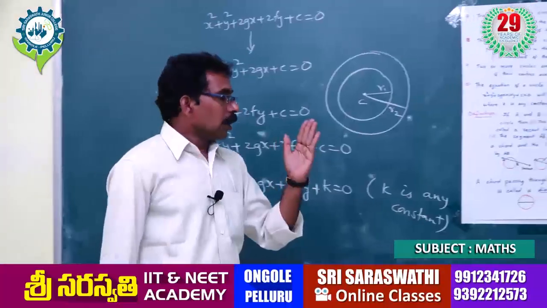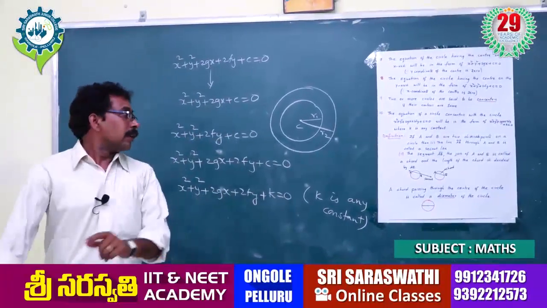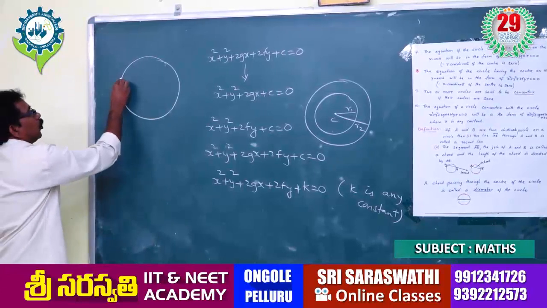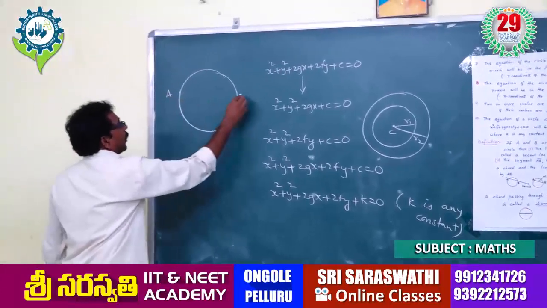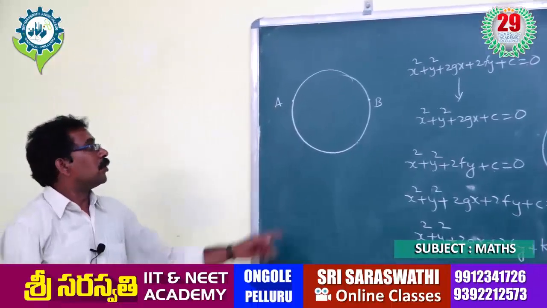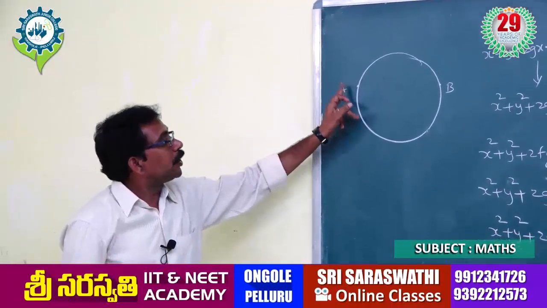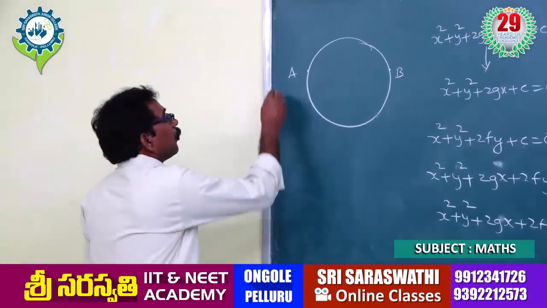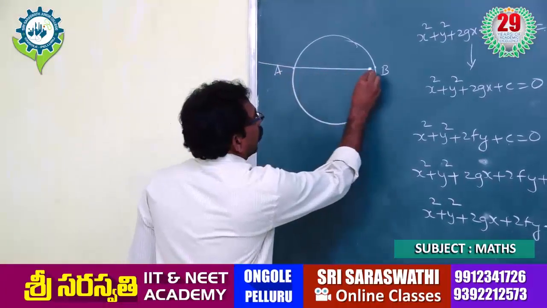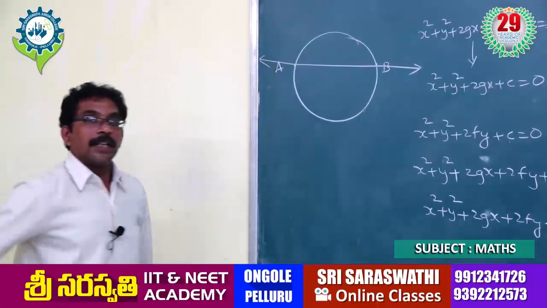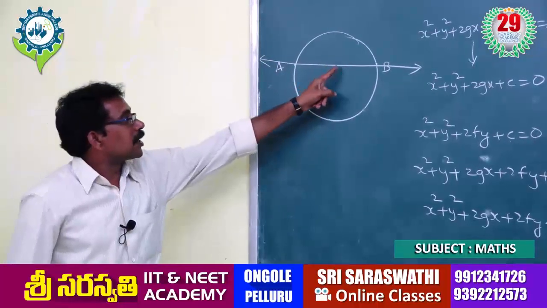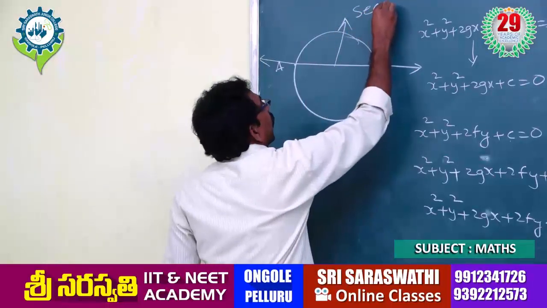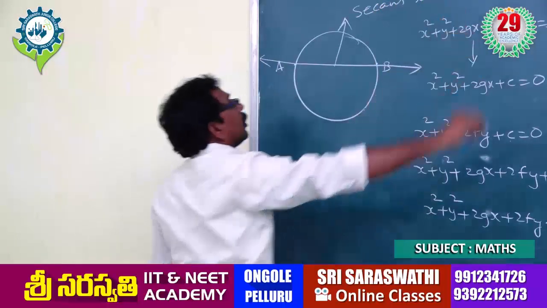Next, in a circle there are 2 points, capital A, capital B. So, in a circle, we have taken 2 different points. One is capital A, one is capital B. If we draw a line passing through these 2 points, then this line is called a secant line.